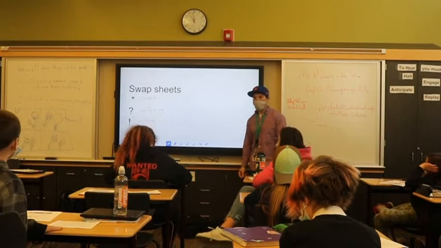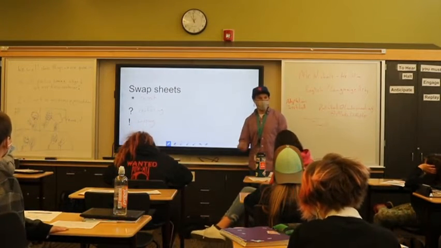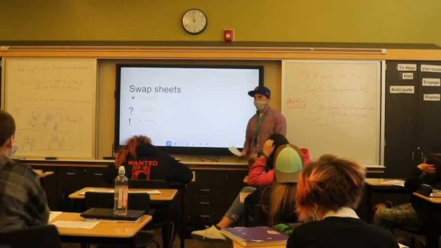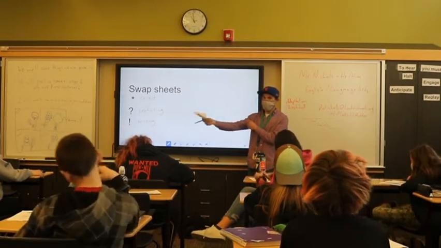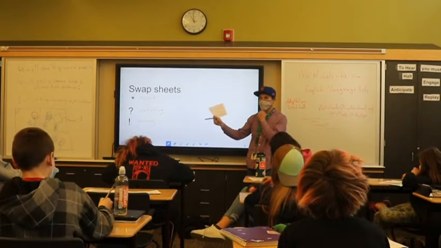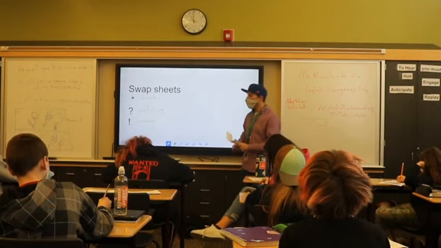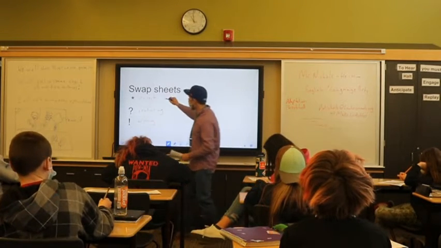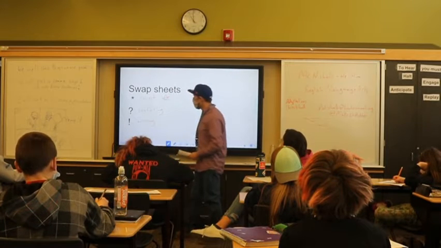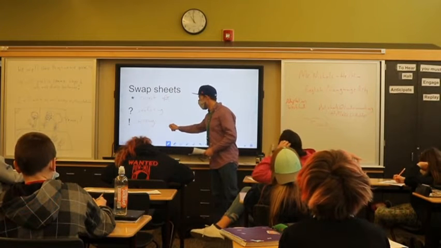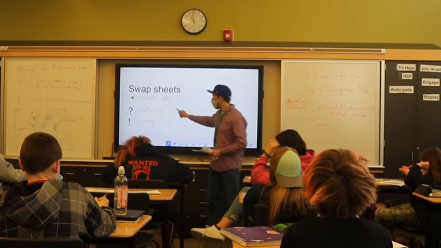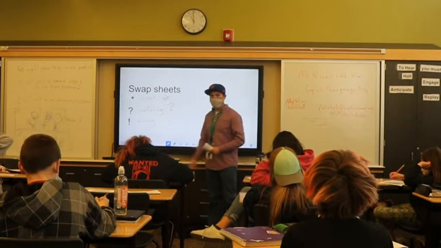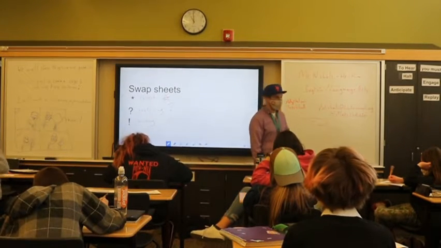Here's what's going on right now. Momentarily, I'm going to give you a partner. When you have a partner, you are going to trade sheets of paper with them. Then you are going to look at where they decided to put commas. If they got it right, you're going to put a little star next to it. If they got it wrong, you're going to put an exclamation point there. And if it confuses you, so you're like, I don't know, you're going to put a question mark next to it. Are there questions right now about what we're about to do?